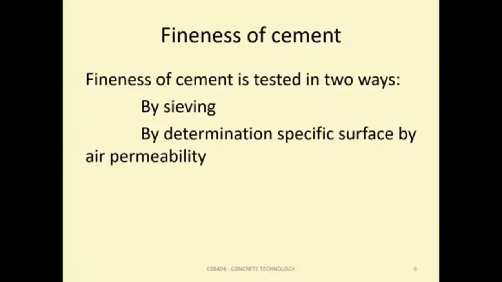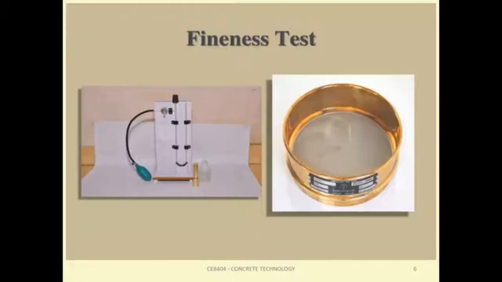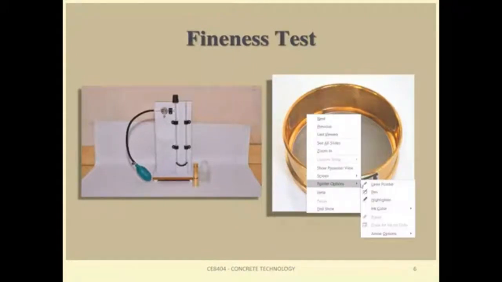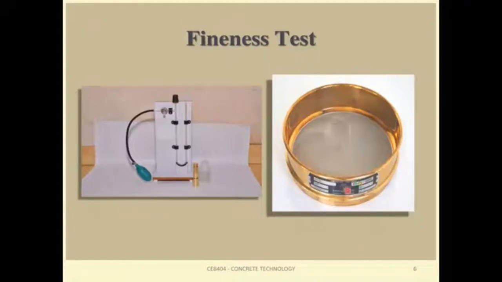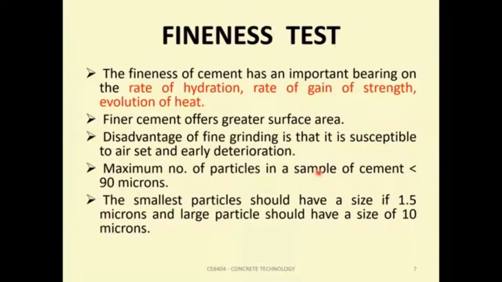The next one is laboratory tests. The first one is the fineness of the cement. The fineness of the cement can be determined in two ways: by sieving, and by the air permeability method. On the left side we can see the Blaine's apparatus, and on the right side we can see the sieve testers.